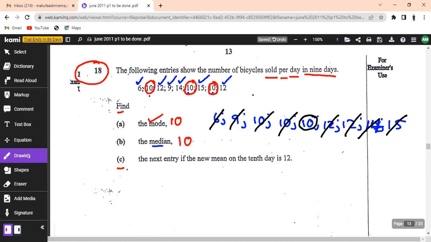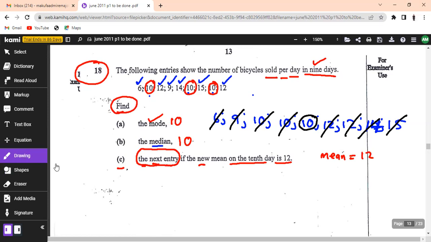Okay, then on C, I want us to understand exactly this question. You're given that the next entry that we have gives a new mean. So we need to calculate the next entry if the new mean on the 10th day is 12. So guys, take note, we are given 9 days here. Now they are saying calculate the next entry, and they gave us the mean, which is equal to 12.